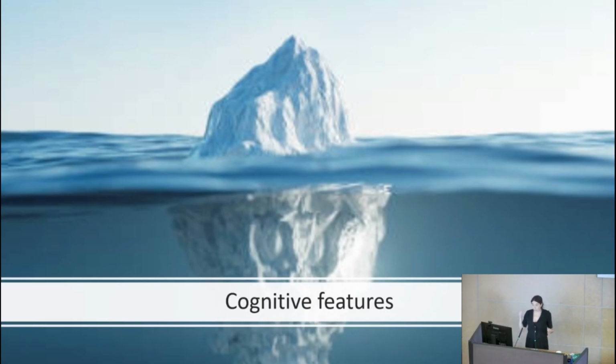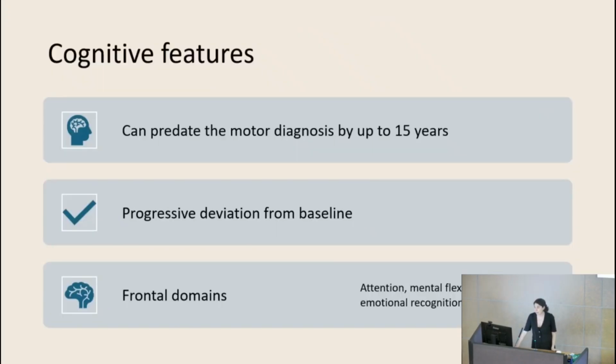The cognitive features, as mentioned, can be in evolution for so many years before the motor symptoms present, and are a determinant of progression, unlike the psychiatric and behavioural symptoms, which can fluctuate throughout the course. So these cognitive symptoms can predate the motor diagnosis by up to 15 years. They represent a progressive deviation from baseline.